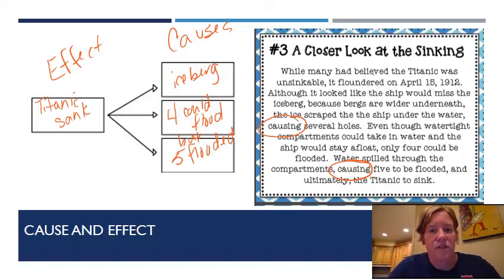So we know it's cause and effect because of those keywords of causing and the fact that it tells us the effect, the Titanic sank, and the causes for it. So when you're reading nonfiction text, what you really need to remember is to read very carefully. Look for those clue words that are going to tell you which text structure it is. And when you're asked to organize your data using one of these graphic organizers, think about what makes the most sense. Hopefully this helps you remember all this.